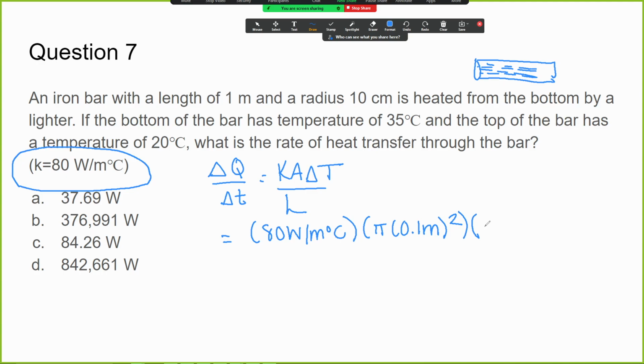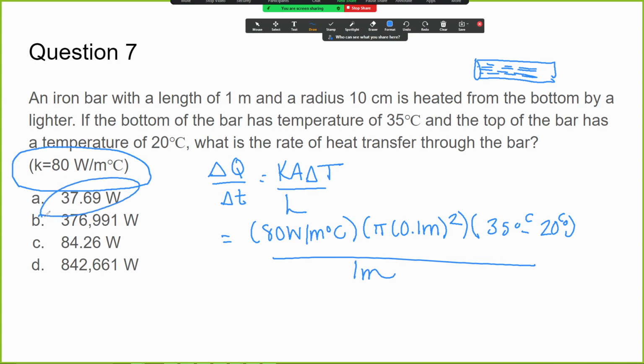Our temperature change is 35 degrees Celsius minus 20 degrees Celsius, which is just 15, divided by the length, which I am given. When you work this out, you will get an answer of 37.69 watts. It should make sense that the rate of heat transfer is in watts, because the rate of heat transfer is energy, and the rate at which energy changes, you should remember from AP1, is power.